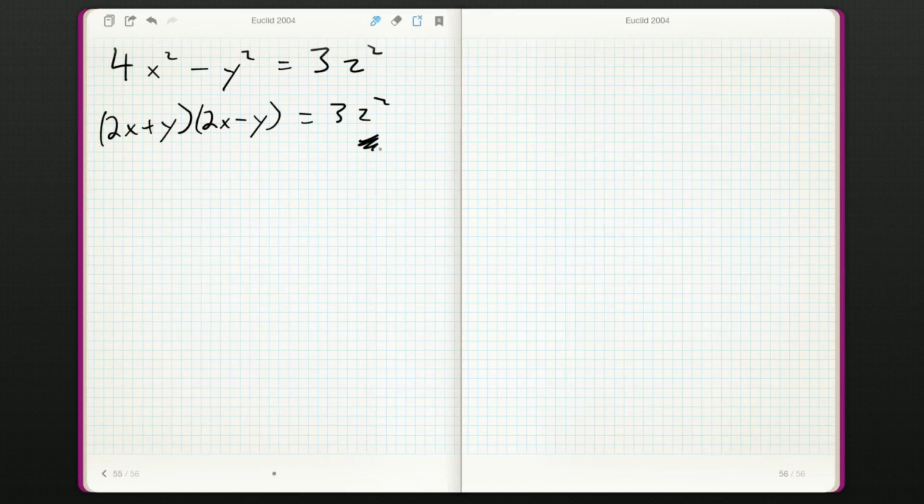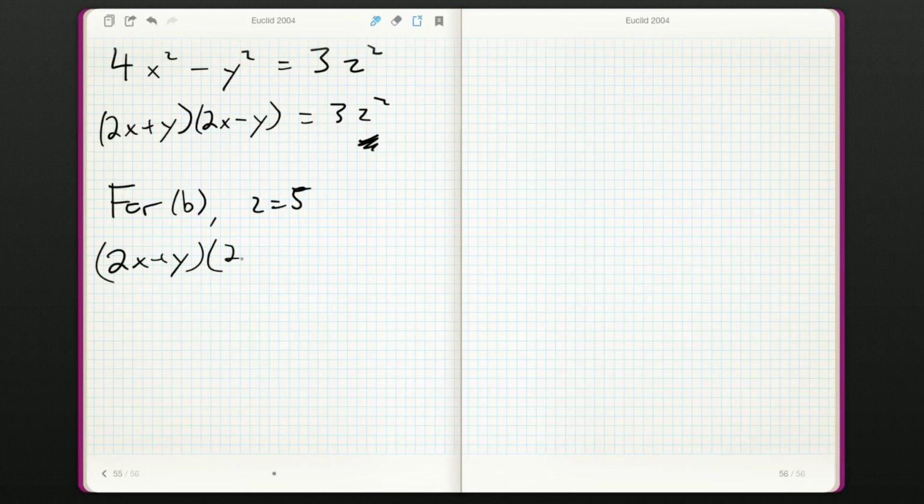And now I think I see why z needed to be prime. This is going to limit our options for our factors here. So once again, for b, z is equal to 5, and now we've got 2x plus y times 2x minus y is equal to 3 times 25, 75.